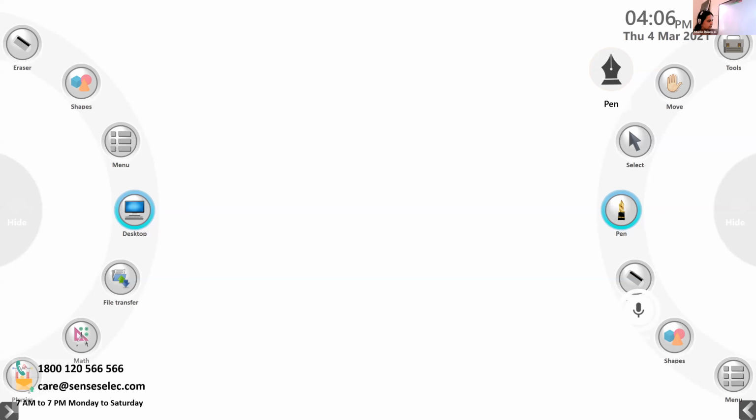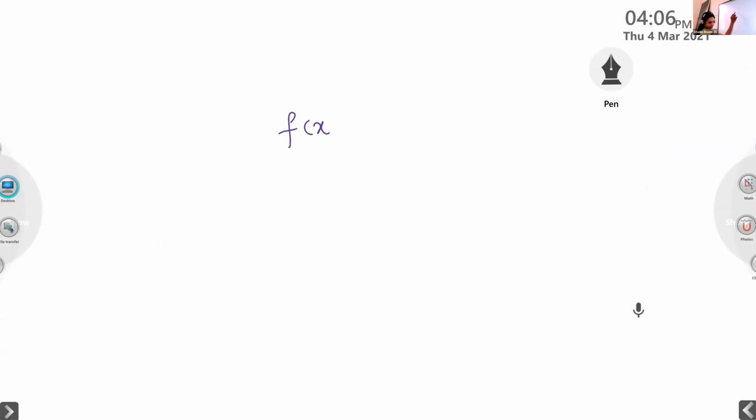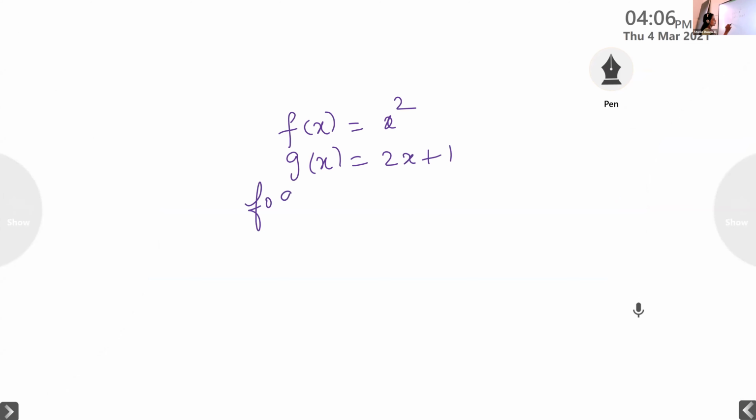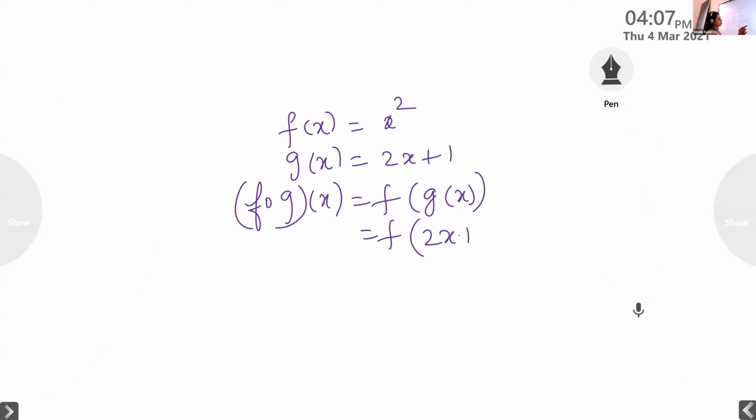What is F composition G and G composition F? What is F composition G? F of X is given as x square and G of X is given as 2x plus 1, isn't it? So what is F composition G of X? F composition G of X is F of G of X. So it is F of, what is G of X? 2x plus 1. So now what is F of 2x plus 1? It is 2x plus 1 the whole square, isn't it? Which is 4x square plus 4x plus 1.